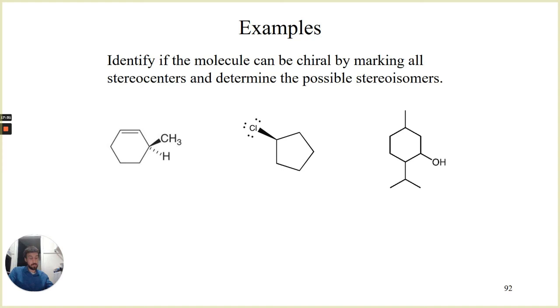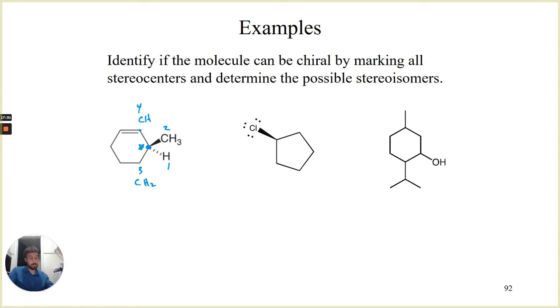Okay, so let's start with that first one. If we start with that position where we see the wedge and the dash, we can go through and identify 1, 2, this is a CH2, this is a CH. Those are distinctly different. We get 4 different things. So that blue carbon is indeed a stereocenter, which means I have 1 stereocenter.